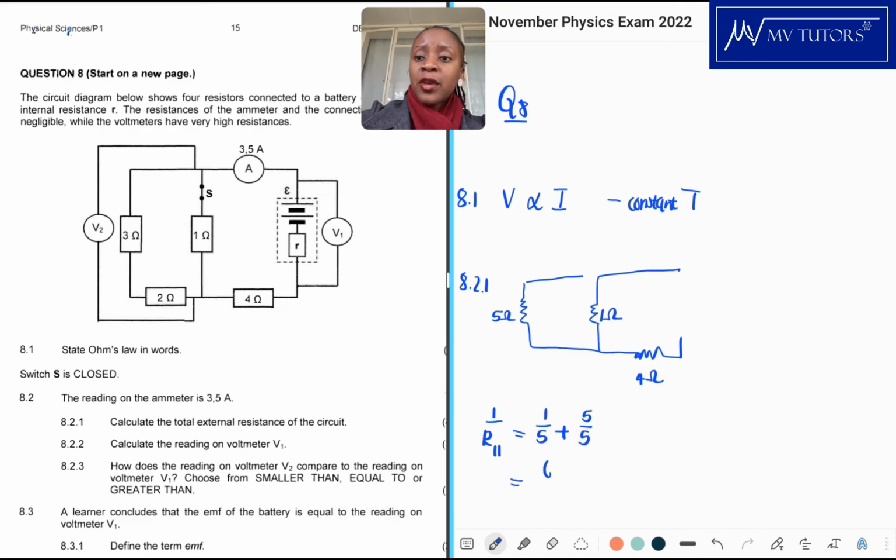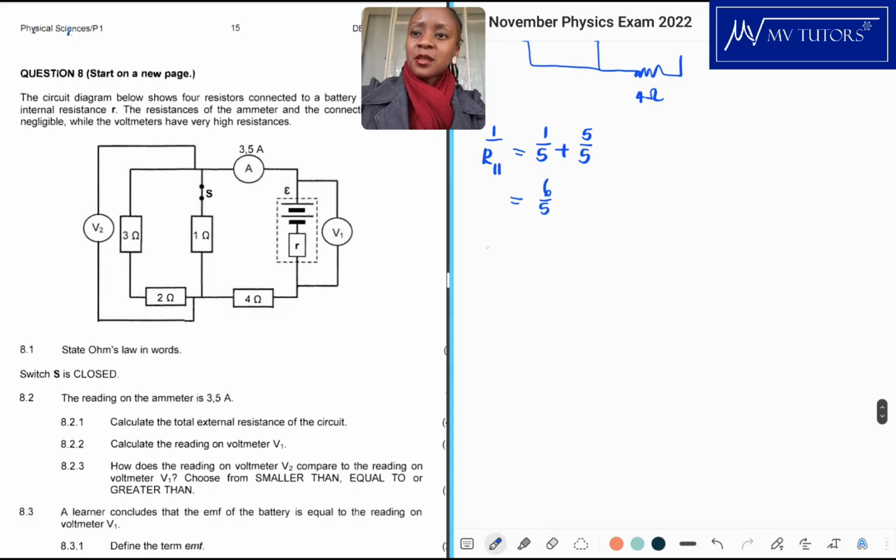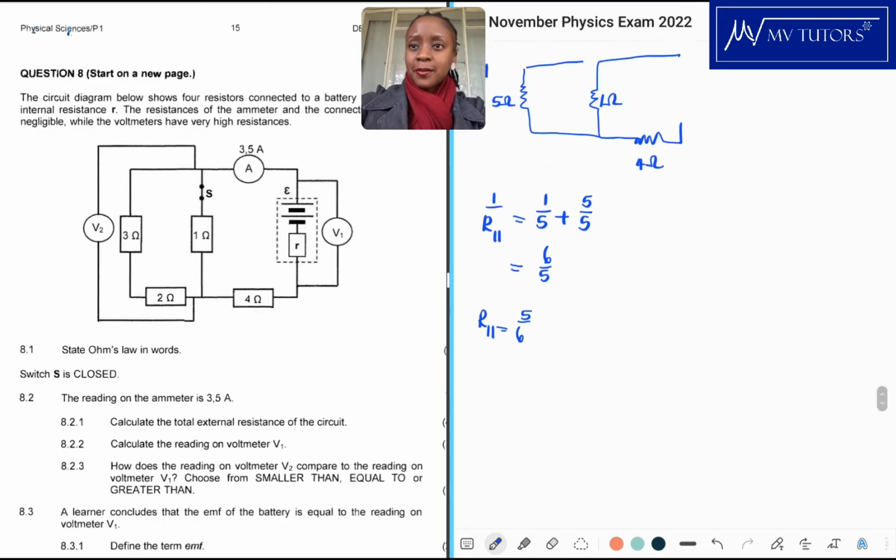Then we have 6 over 5, and if we want to get our resistor in parallel, we're just going to swap around the 5 and the 6. Let me just fix the screen. It's misbehaving. So our resistor in parallel will be 5 over 6. And what is 5 over 6? Where is my calculator? I'll deal with that later. So that is the resistor in parallel.